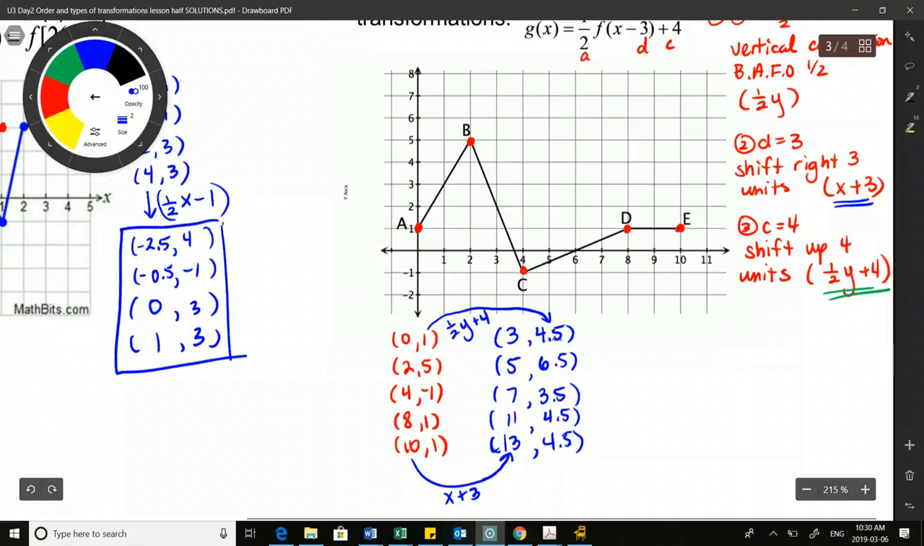So this should be our new graph after we've done the changes to the x's and the changes to the y's. So we're just going to plot them now. This one right here, it looks like that's not quite going to fit on our graph, so we might just write it over here, which is fine. So (3, 4.5), let's start with that. And then (5, 6.5). And then (7, 3.5). (11, 4.5). And 13 is about right here, so we'll just have it go off just a tiny bit here. And then same general shape, right? So just connecting the points in a similar way to how the original function looks.